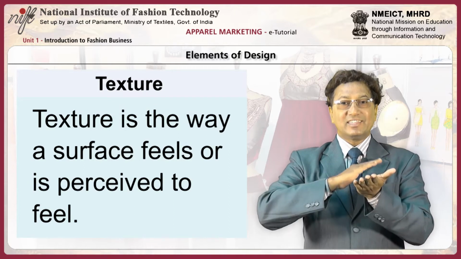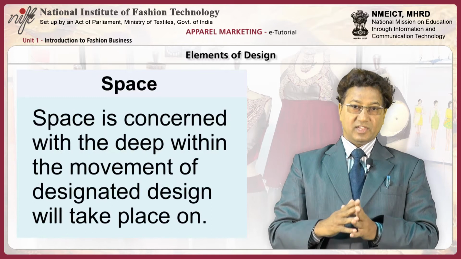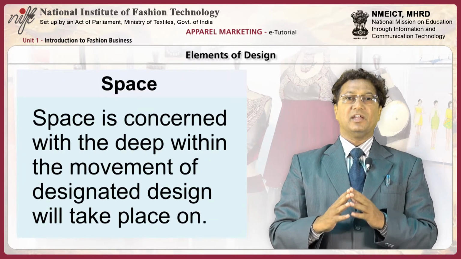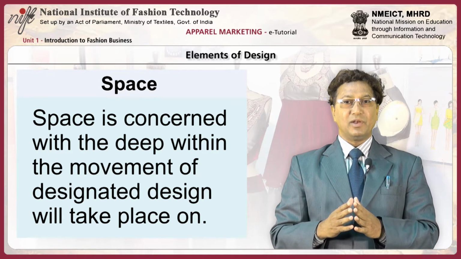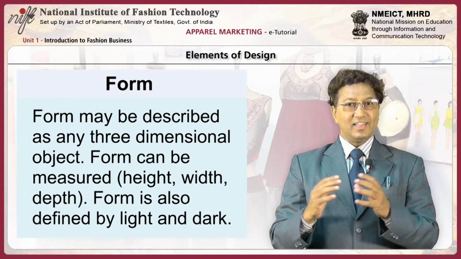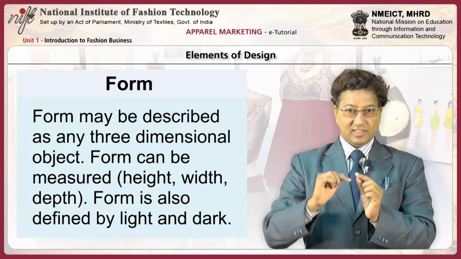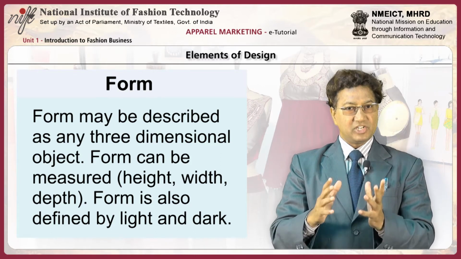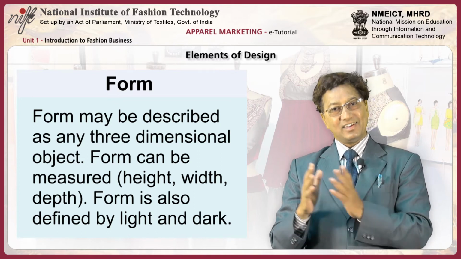Texture is the way a surface feels or is perceived to feel. Space is concerned with the depth within which the designated design will take place. Form may be described as any three-dimensional object. Form can be measured. The height, the width or the depth can be measured. Form is also defined by light and dark.